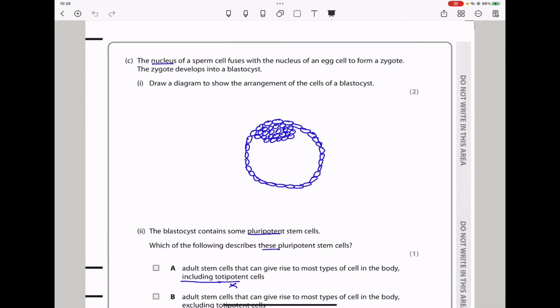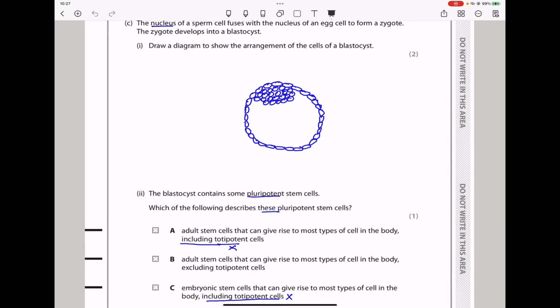Moving on. In part C, the nucleus of a sperm cell fuses with the nucleus of an egg cell to form a zygote. The zygote develops into a blastocyst. They want you to draw a diagram to show the arrangement of cells in a blastocyst. It's easy. Just draw a line of cells around and then a cell mass that has to be put inside. There should be some void area. That is what they're looking for.